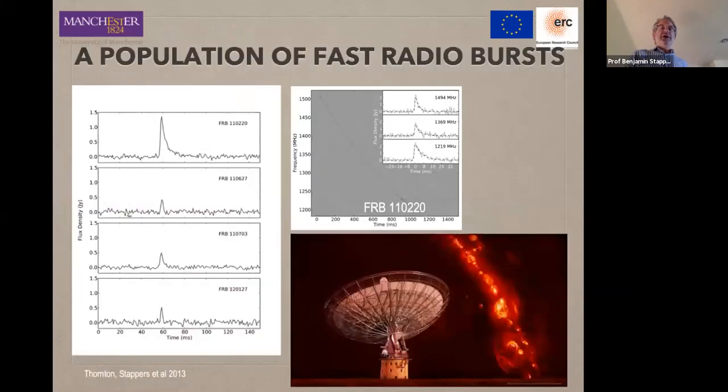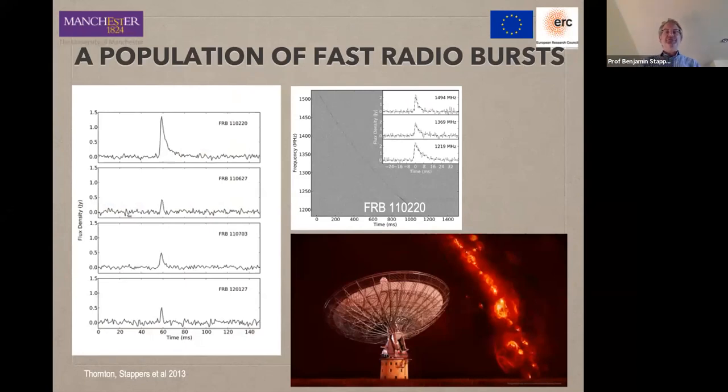But the big mystery about all of this is that the dispersion measures that we were measuring for these fast radio bursts were extremely large. They were much larger than could be explained by these objects being located in our galaxy. So this was very confusing because it wasn't expected that anything could generate a bright burst of radio emission that would be sufficiently luminous to be able to be detected here on Earth if it wasn't just in a local galaxy or within our own galaxy.